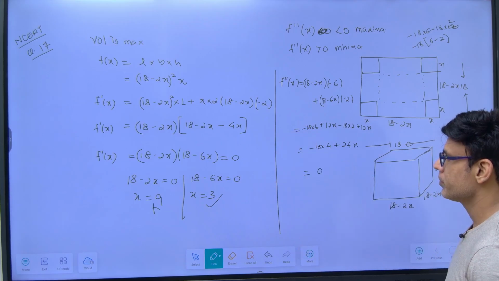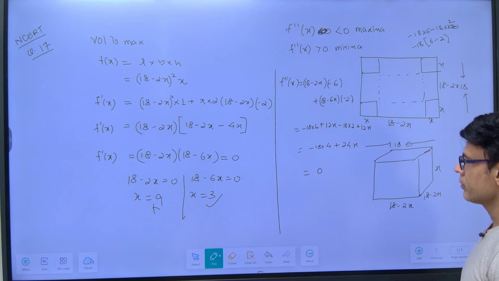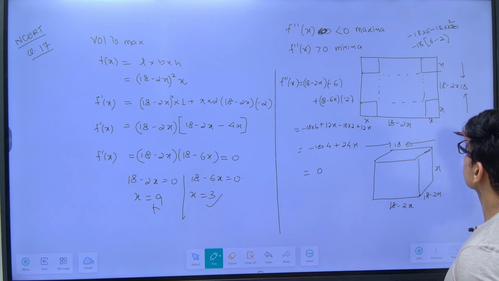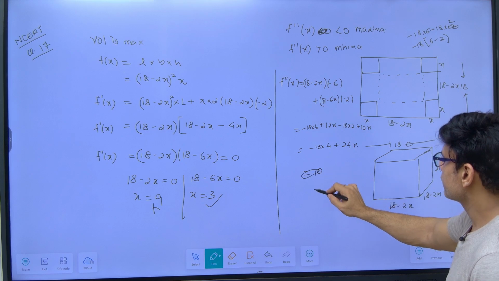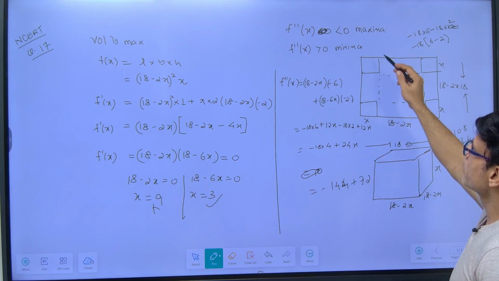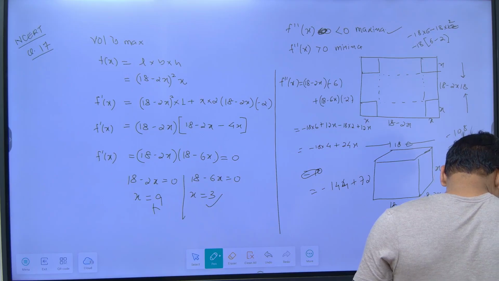Minus 18 into 6 is minus 108. Minus 18 into 2 is minus 36. So minus 108 minus 36, both minus. Minus into minus 36, how much will it be? Minus 144 plus 72. So overall it is coming out to be negative. Negative means maxima. Calculation mistake. Understood?